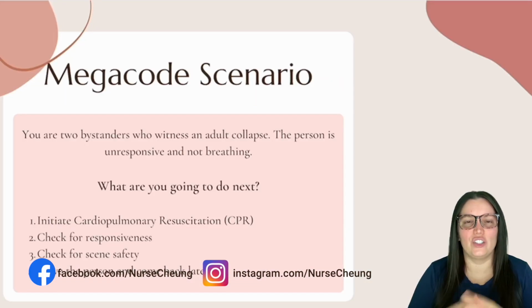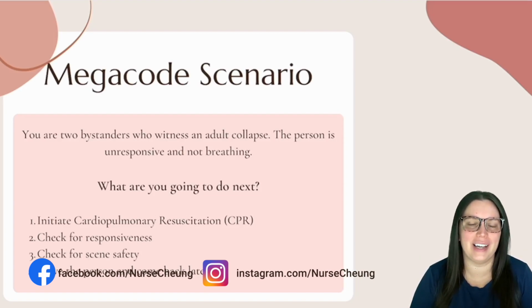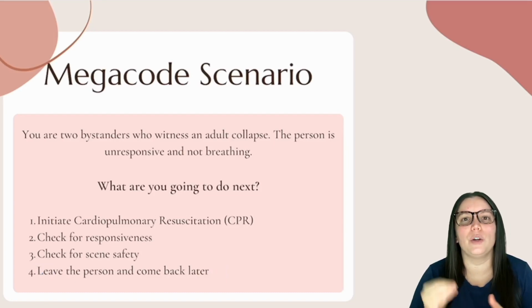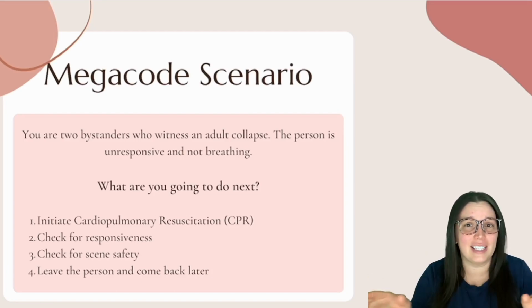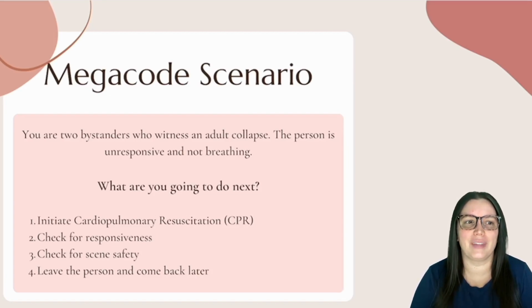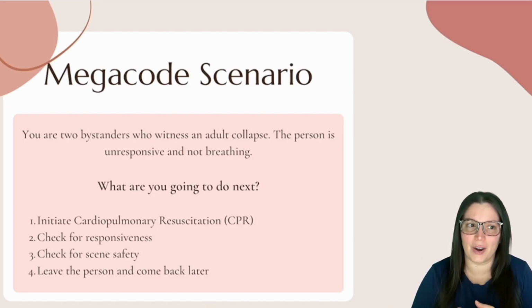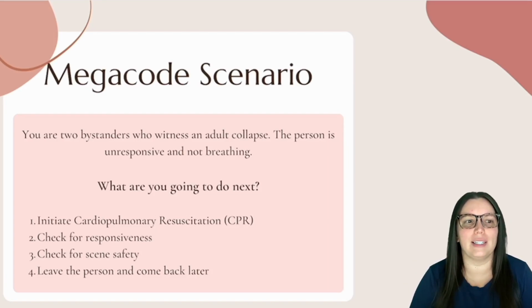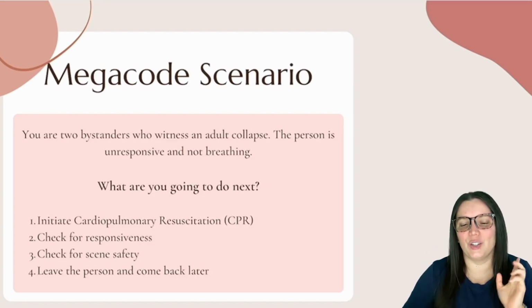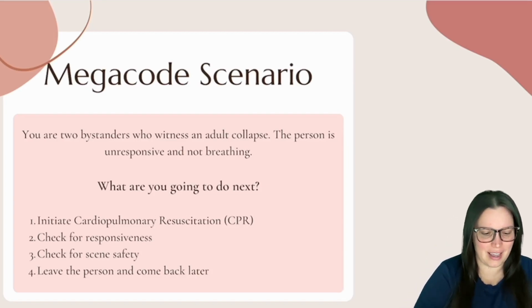Let's get started. The following scenario is one which you will be given when you're doing the Adult 2 Rescuer BLS Megacode. It begins with you and another bystander who witness an adult collapse. The person is unresponsive and not breathing. Demonstrate to me what you are going to do next. Is it number 1, initiate cardiopulmonary resuscitation, CPR; 2, check for responsiveness; 3, check for scene safety; or 4, leave the person and come back later? The correct answer to this is going to be 3.